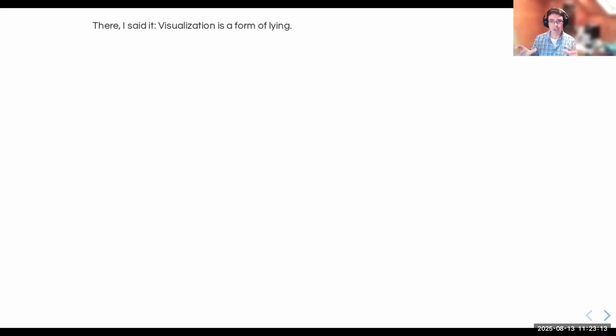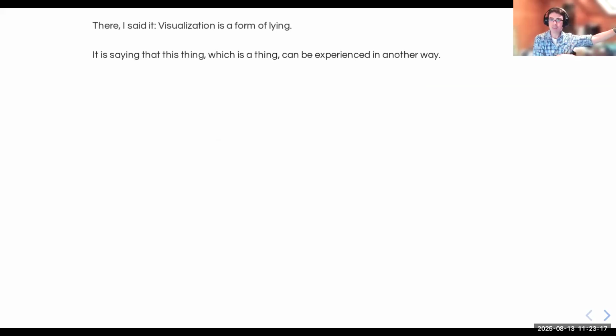When we take data and we represent it, we are saying this thing, which is a particular thing, can be experienced another way. But fundamentally, it has to be a reductive operation in order to transform one item into a visual representation. There is no possible way that all measurements, that all systems, that all visual representations of those measurements can fully encompass the data that went into them.